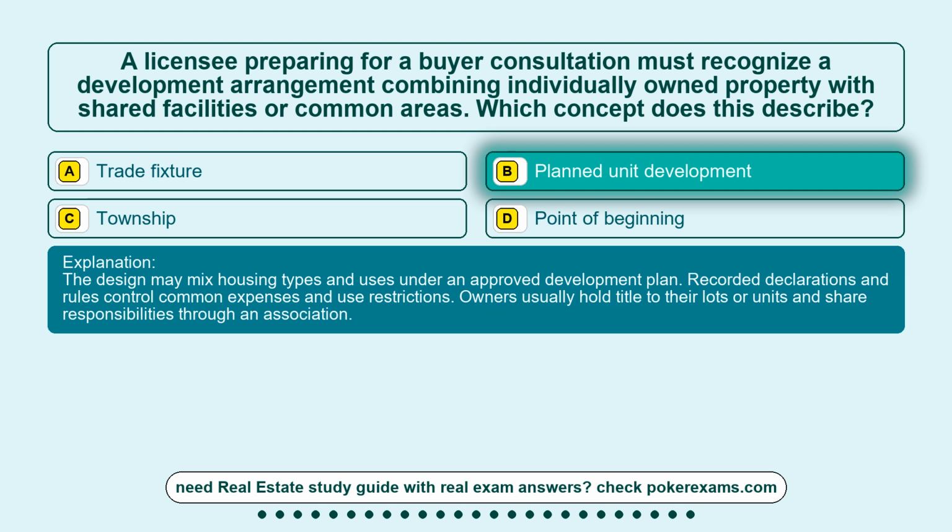The design may mix housing types and uses under an approved development plan. Recorded declarations and rules control common expenses and use restrictions. Owners usually hold title to their lots or units and share responsibilities through an association.